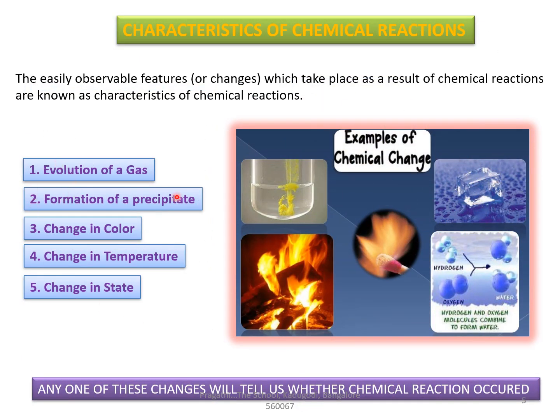Formation of a precipitate, change in color, change in temperature, change in state. If any one or two or three, anything, is present while observing, then we say that yes, a chemical reaction has occurred. So that's why we call these five the characteristics of chemical reaction. So this is very, very important.